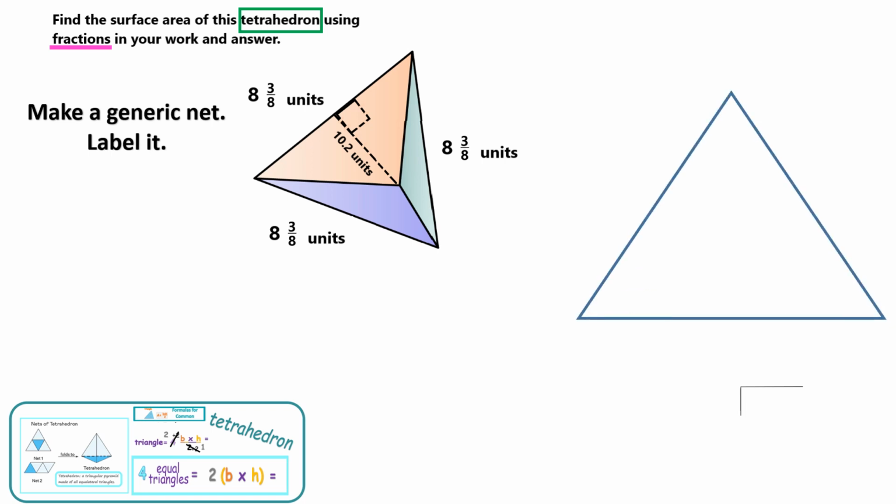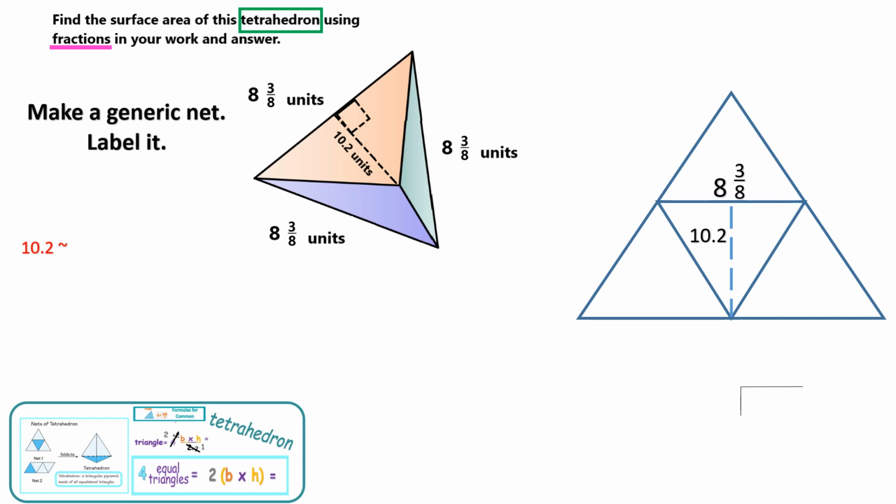So I can see in my tetrahedron, I want to start by making a generic net. The tetrahedron is the easiest one. I draw a big triangle, and then I draw another triangle inside to make it into 4 equal triangles. Then I want to label it. I can see that all of my sides are equilateral triangles, so they're all going to be 8 3/4. When I look at the height, they're all going to be 10.2.